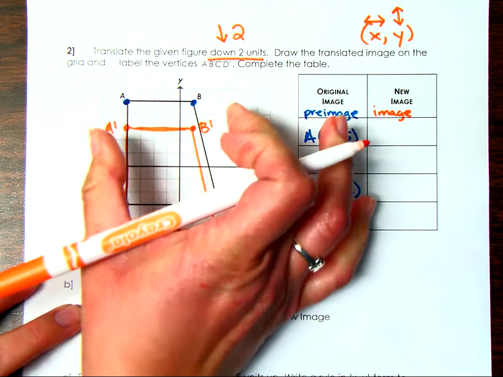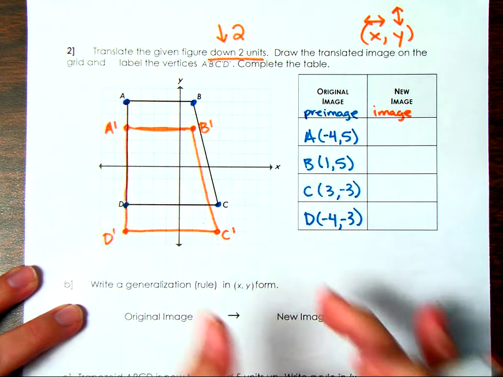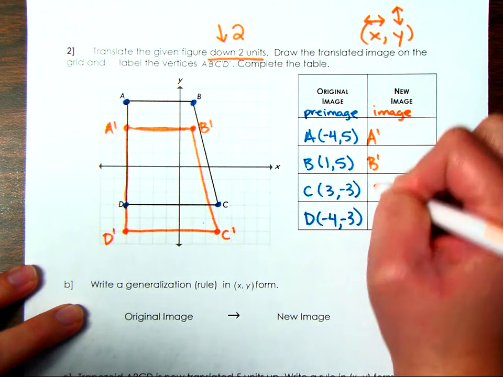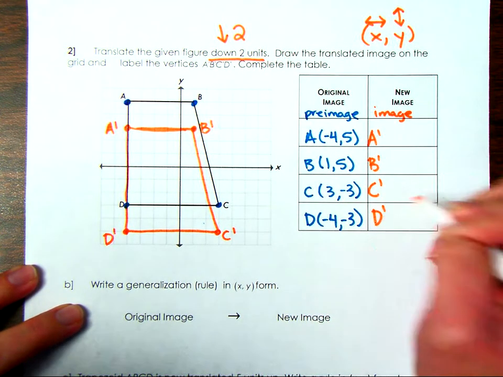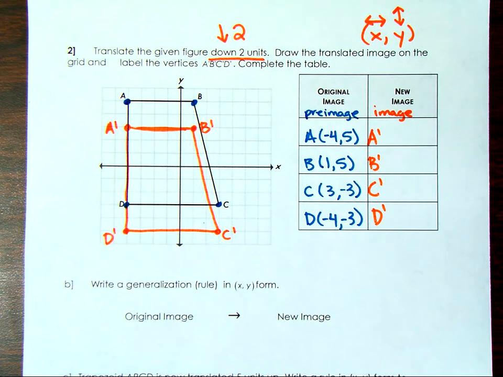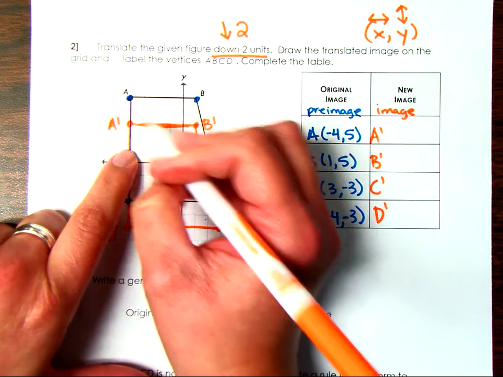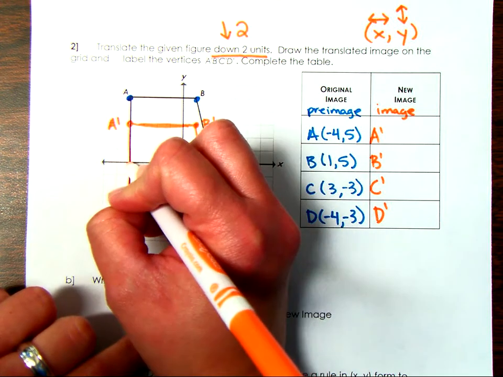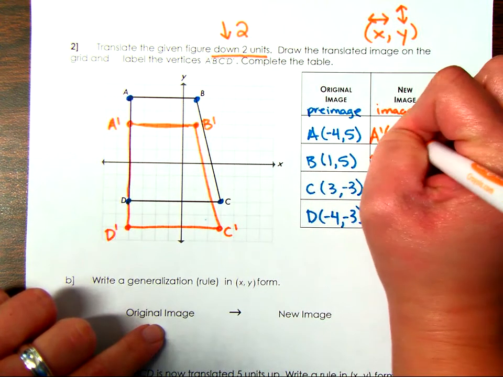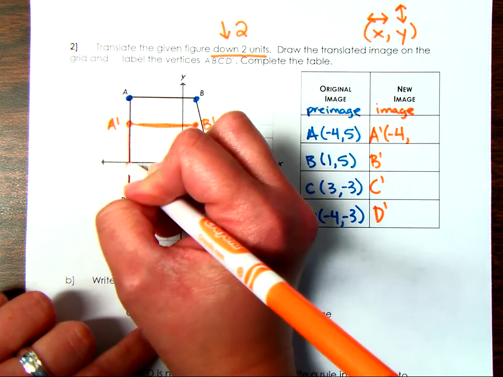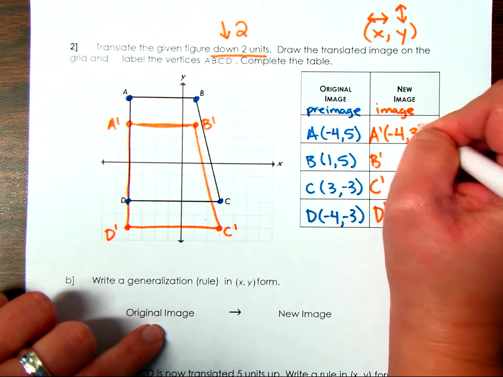So it's just slid down. Same size, same shape. So A prime, B prime, C prime, D prime. And hopefully you're already making predictions. So we can see right here, 1, 2, 3, 4 to the left. So my X is still -4, and my Y is now 1, 2, +3.